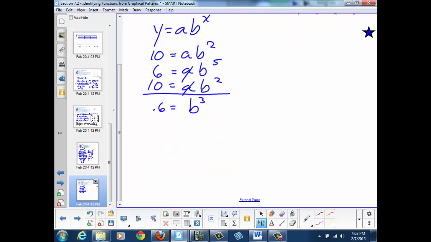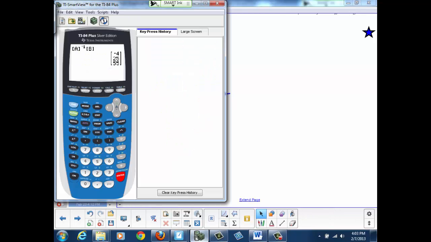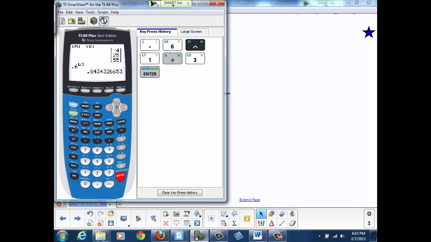To solve for b, I need to take the cube root of both sides. So b is going to be the cube root of 0.6. If I pull out my calculator here, I will take 0.6 and raise it to the 1/3 power, which is the same as taking the cube root, and find out that my b value is going to be 0.8434.